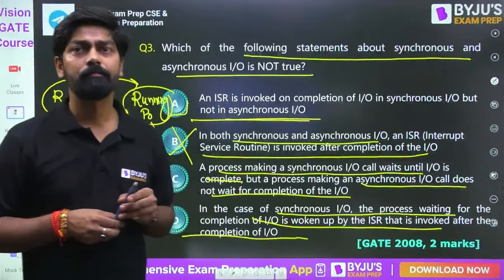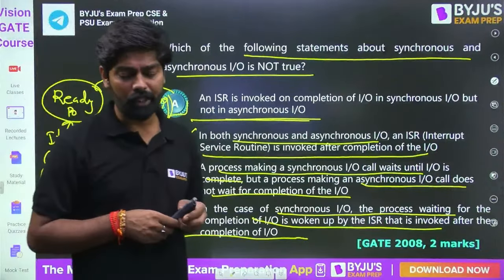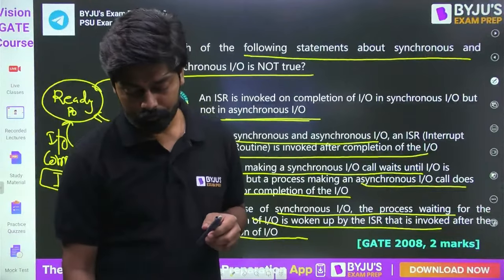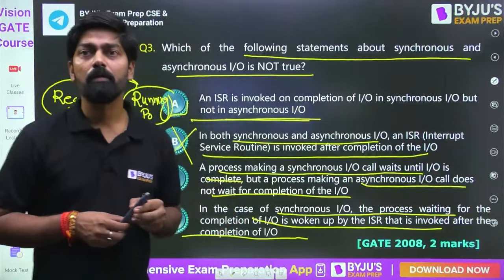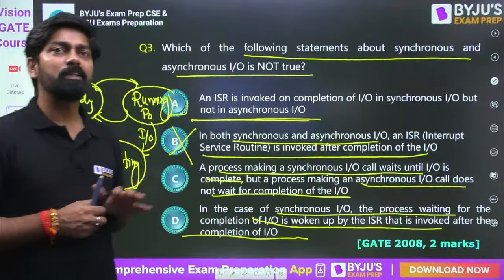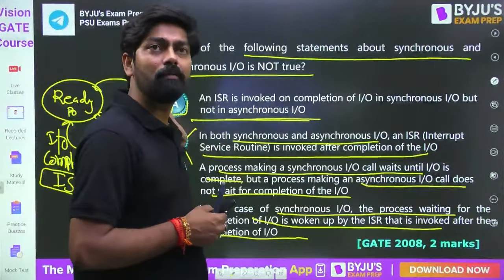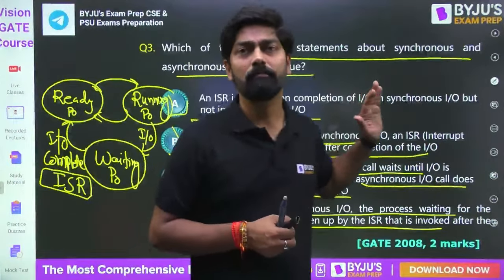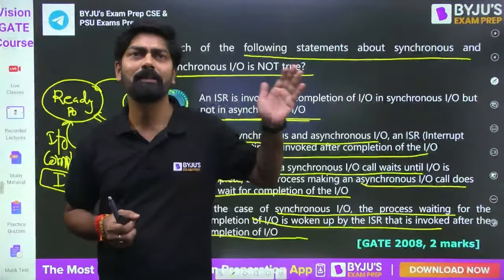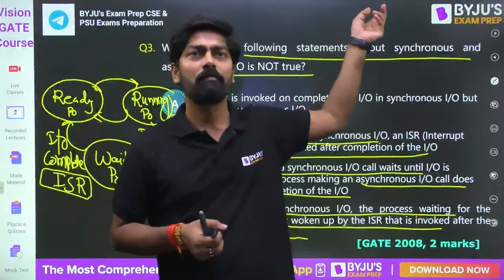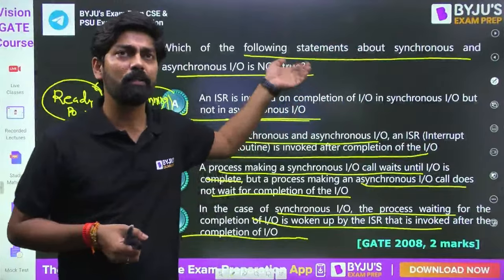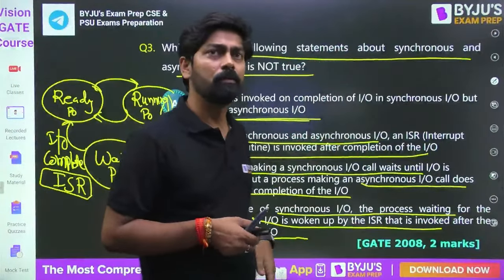Fine. If you have a doubt, you can ask me, my dear friend. Once again, I'm telling you, if you have a doubt: in synchronous IO, we have an ISR. In asynchronous IO, we don't have any ISR. We have a signal mechanism. Whenever the process is complete, it will signal the process that it has been completed.